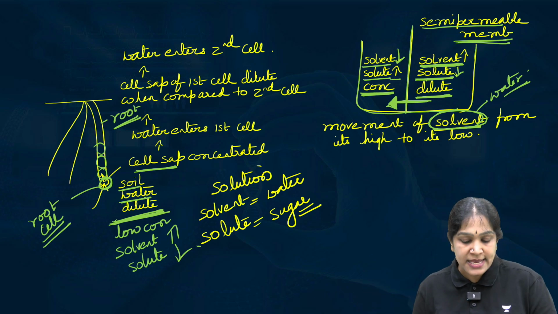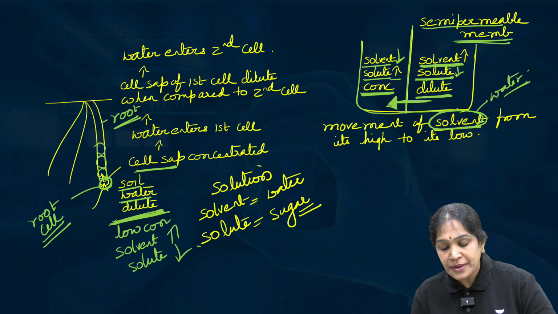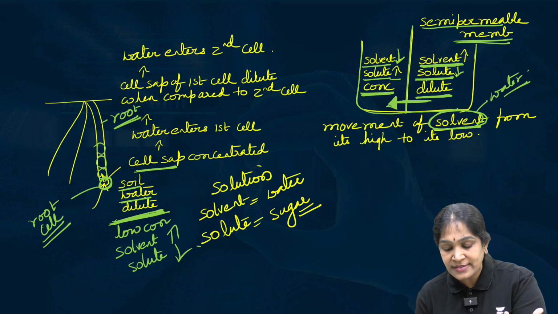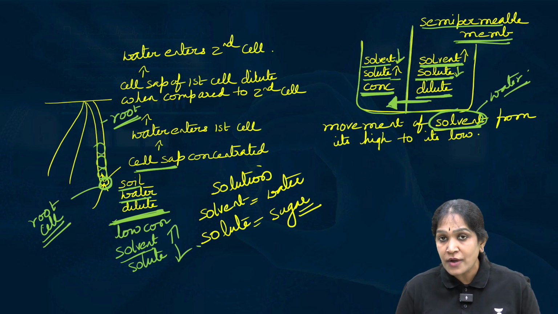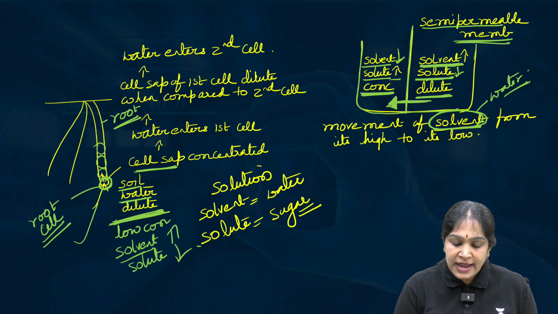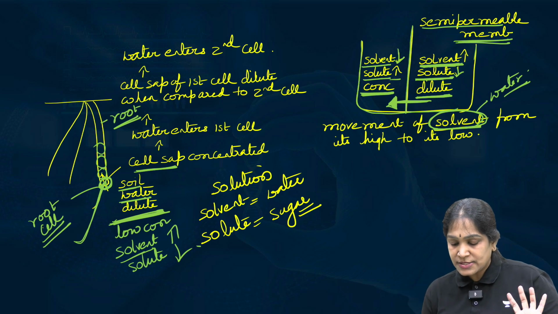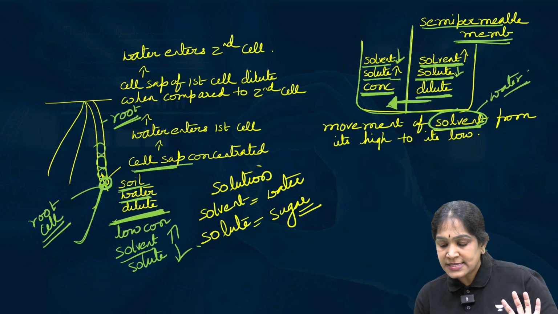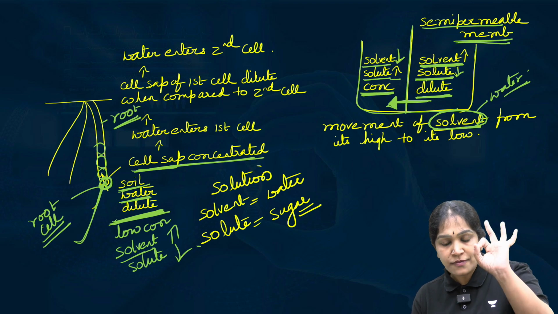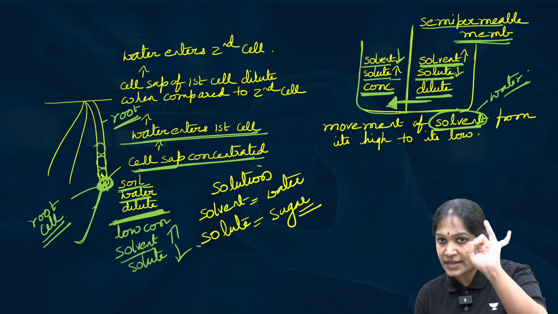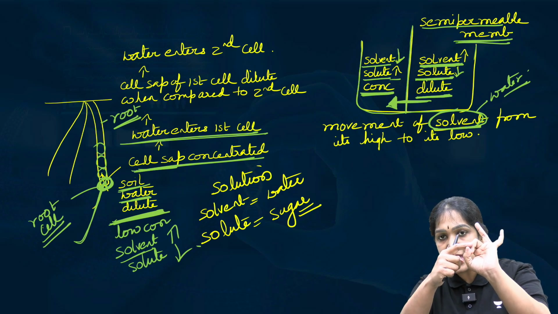And osmosis is movement of the solvent from the dilute solution to the concentrated solution. It means from the place where there is more solvent to the place where there is less solvent. So what happens? Soil water enters into the root cell. Soil water is dilute, cell sap is concentrated. So what happens? Water enters into the first cell of the root.